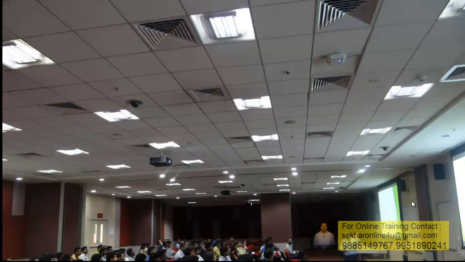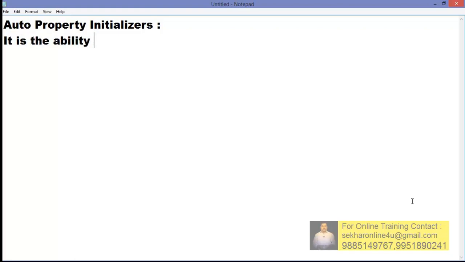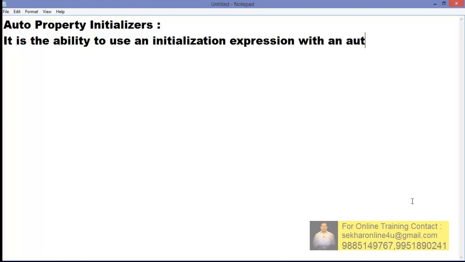In this video, we shall understand one of the new features introduced in C# 6.0, that is called auto property initializers. It is the ability to use an initialization expression with an automatically implemented property. So whenever we want to initialize an automatically implemented property, we can use this feature.